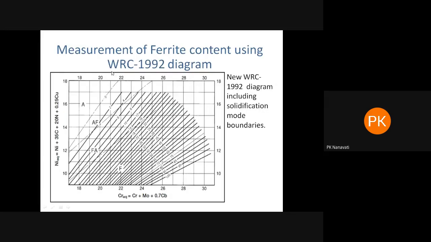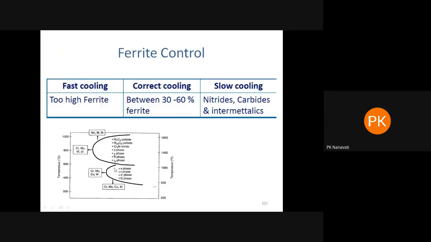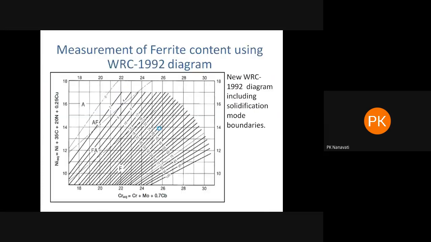And again, with the WRC 1992 diagram, you can predict that your duplex stainless steel is going to solidify within this region, right, where my cursor is moving. Your composition is falling in this, so you have generally 35 to 65 percent ferrite. Okay, so you have no danger of solidification cracking. Remember, your duplex stainless steel will not undergo solidification cracking, but it has danger of nitride, carbide or intermetallic precipitation. So you have to ensure generally 30 to 60 percent ferrite, right? So ferrite control is very necessary.